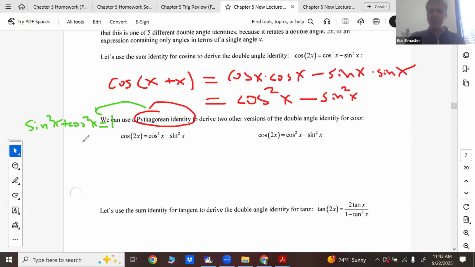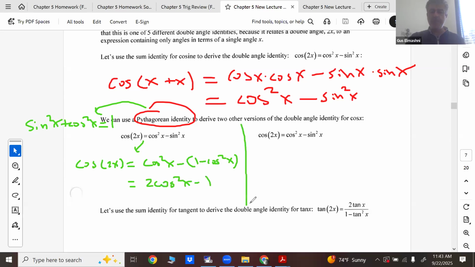So what if I just replaced sine squared with 1 minus cos squared? So if I do cos 2x, let's replace sine squared with 1 minus cos squared x. And distribute, you should get this. Does that make sense?